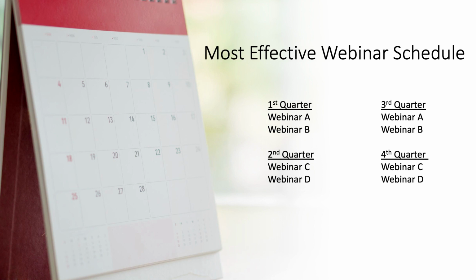A more powerful and effective approach is to host 3 to 4 different webinar presentations during the year. They can all focus on different topics about your products. So over a 12-month period, we have the first quarter, webinar A and then webinar B. Second quarter, webinar C and webinar D. Third quarter, webinar A and webinar B, and fourth quarter, webinar C and webinar D. This schedule allows a lot more flexibility and variety. Manufacturers who use a program like this will have more webinar participants during the year, and they're going to have a lot more specification opportunities.